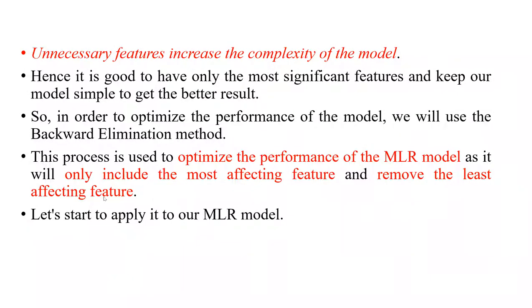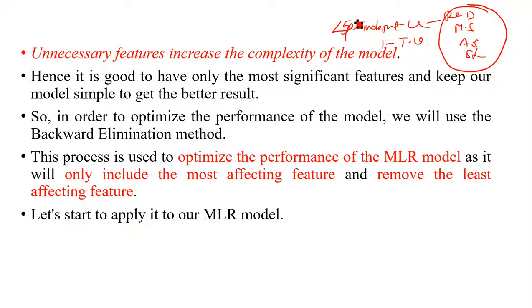Suppose, what I did in my previous video: I took 5 variables, one target variable, so 4 independent variables. What are the 4 independent variables? R&D, marketing spend, administration, and state. So these are the 4 input features. I took the 4 input features and one target variable.